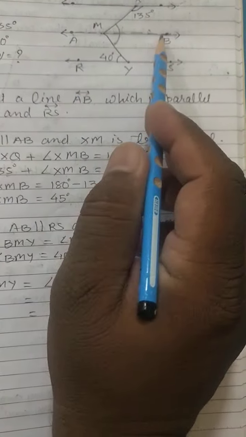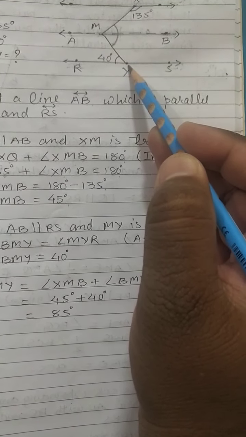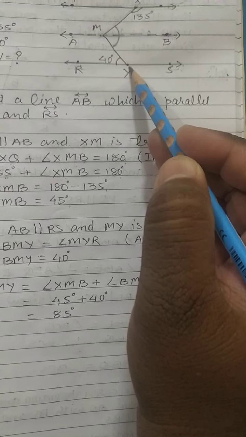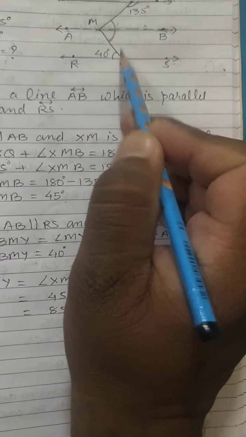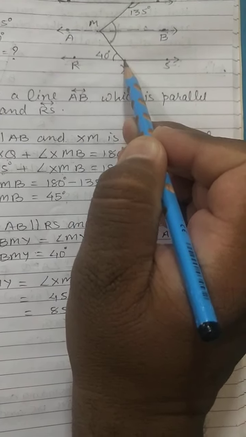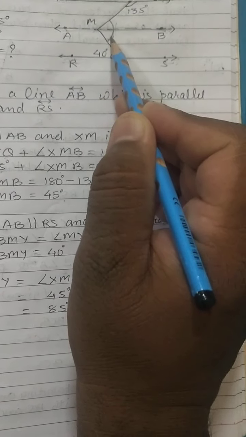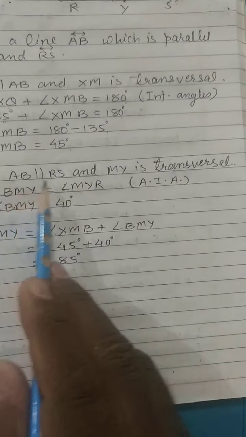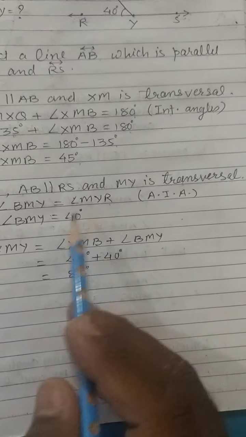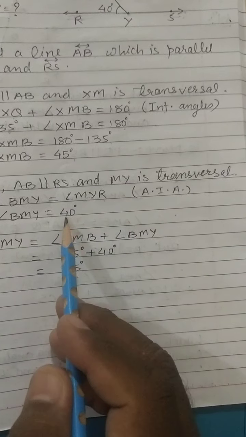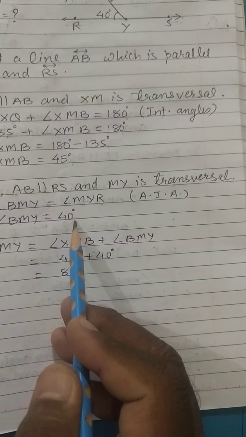Same way, AB is parallel to RS and MY is a transversal. So we can say angle BMY is equal to angle MYR because they form alternate interior angles. See, BMY is equal to MYR, and MYR is given to us as 40 degrees. So angle BMY is also 40 degrees.